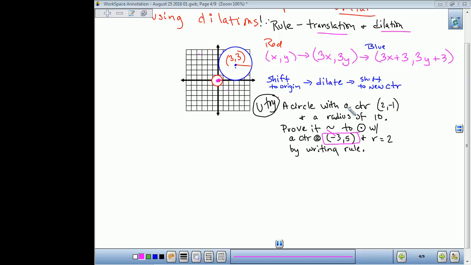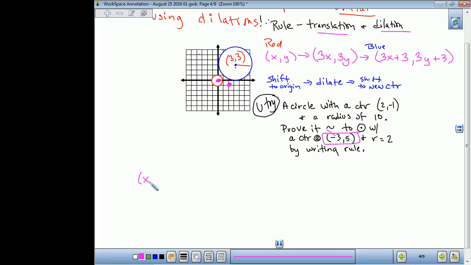All right, so if you were to do a circle with a center at the point 2, -1 and a radius of 10, this is our original circle. It's a circle with a center at the point 2, -1 and has a radius of 10. To begin with, this circle is right there. We're supposed to prove it's similar to a circle with a center at the point -3, 5 that has a radius of 2 by writing a composition of transformations. So do we move back?